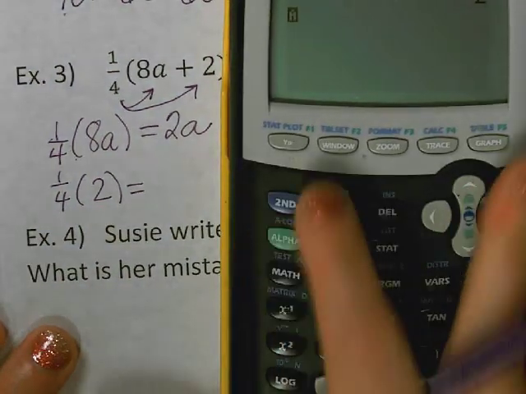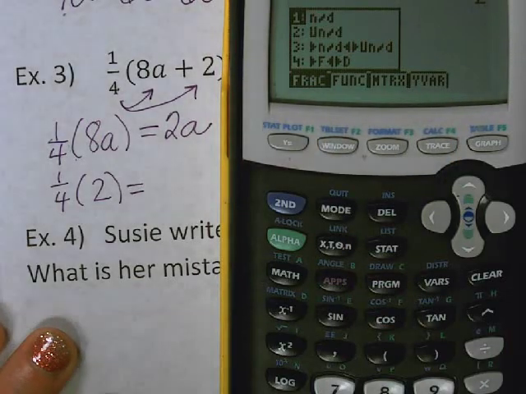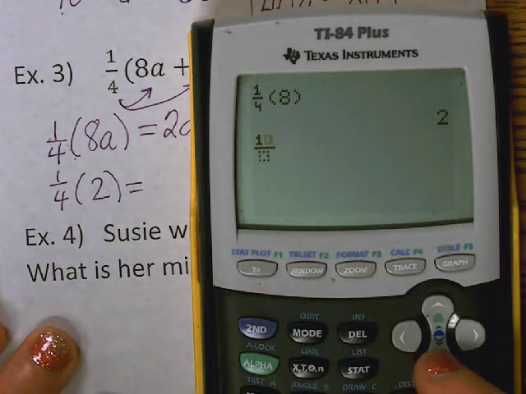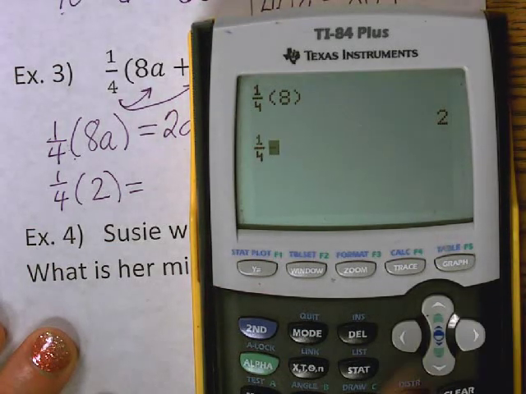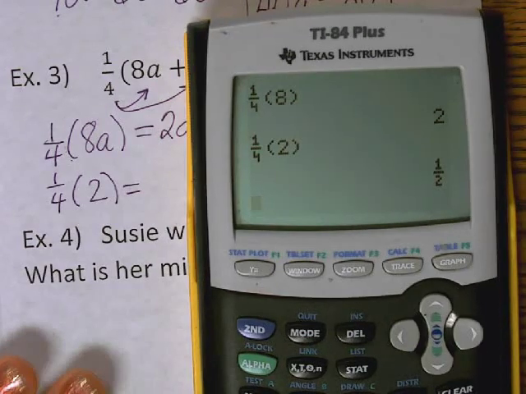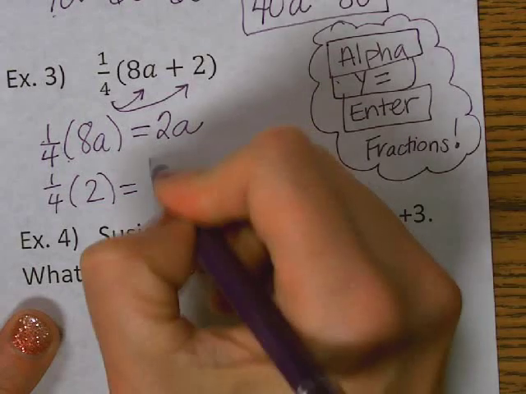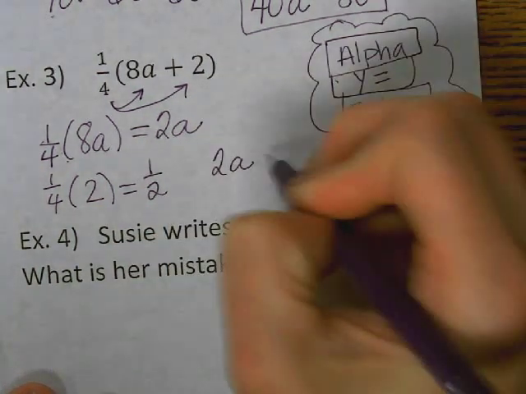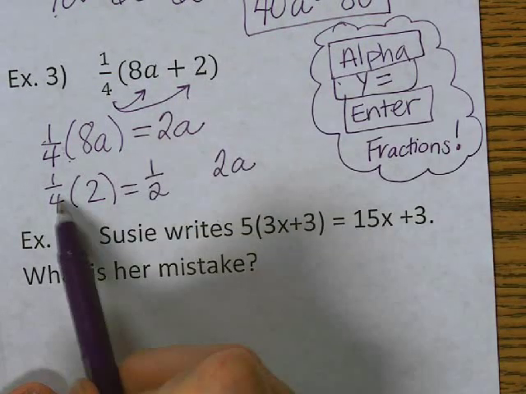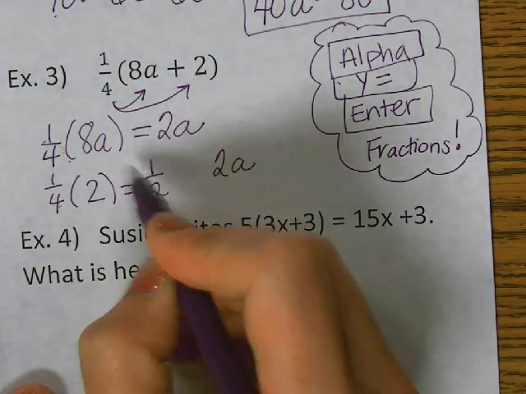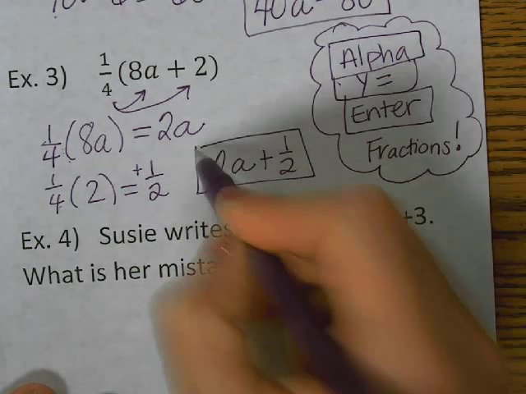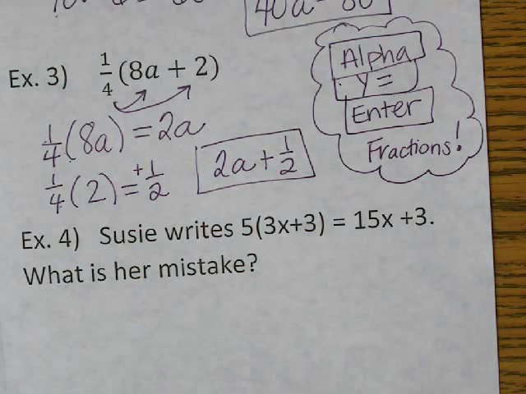So we're going to push alpha, y equals, and then enter. That gets us our fraction. 1, arrow down to get the 4. And we're going to say times 2. And 1/4 times 2 is 1/2. So the answer to this problem is 2a. And then what kind of 1/2 is this? Well, it's 1/4 times 2, so it's positive. So plus 1/2. That is the answer. Okay?